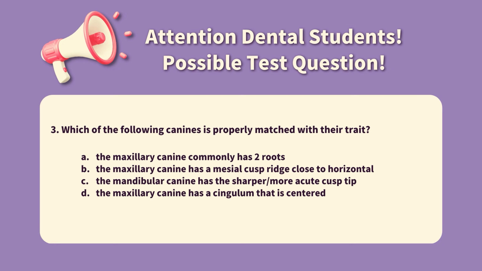Which of the following canines is properly matched with their trait? Let's go through these together. A. The maxillary canine commonly has two roots. False. It's the mandibular canine that might have two roots and be bifurcated. So that's not the correct answer.